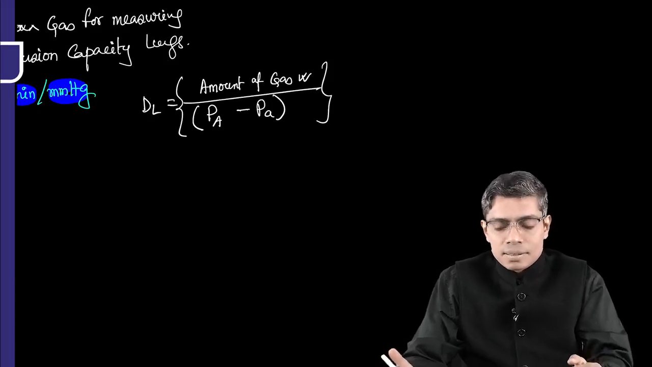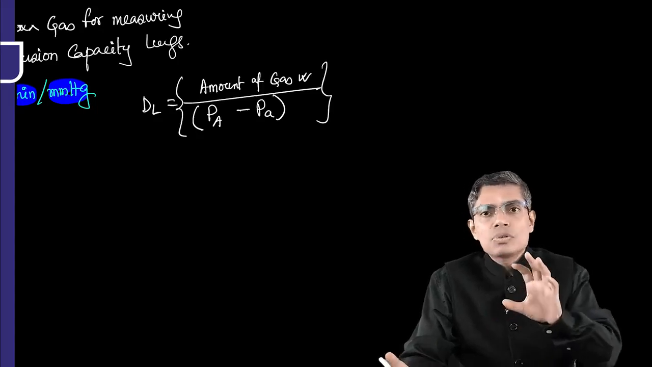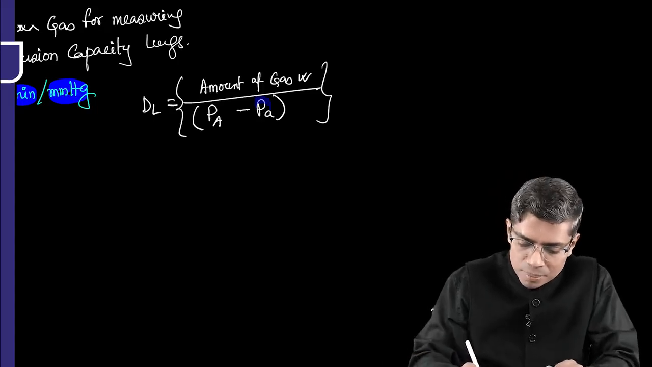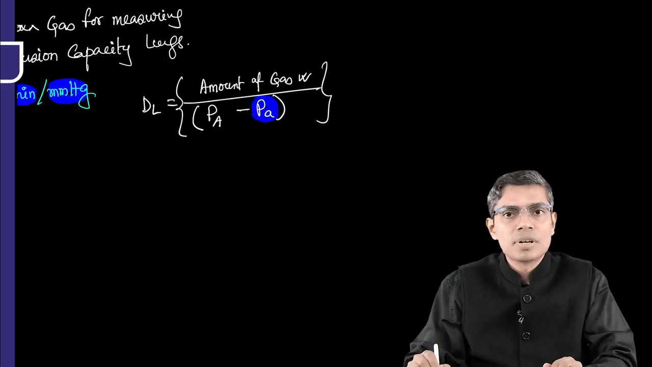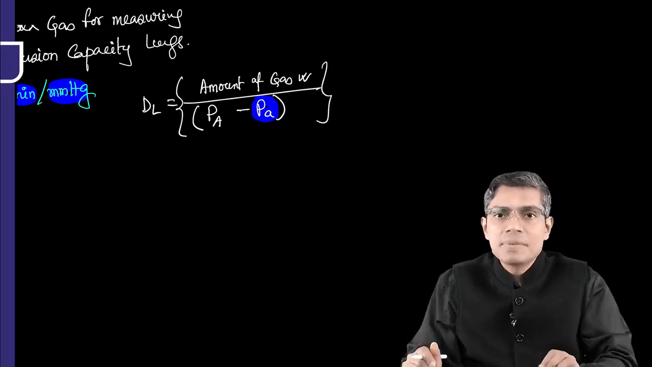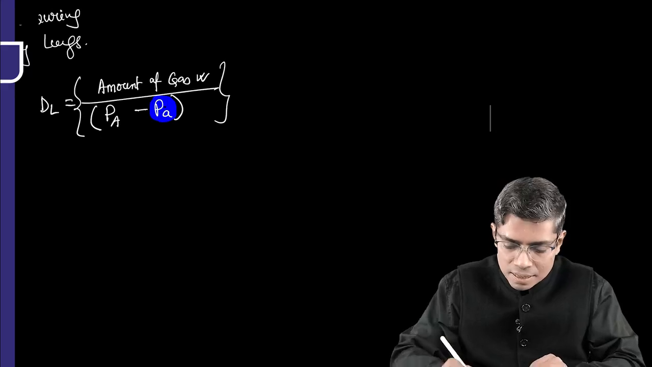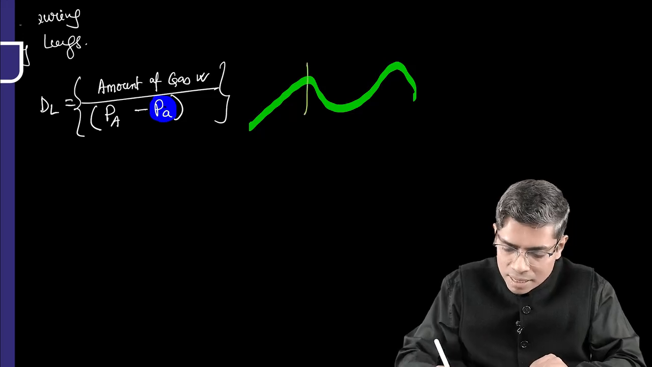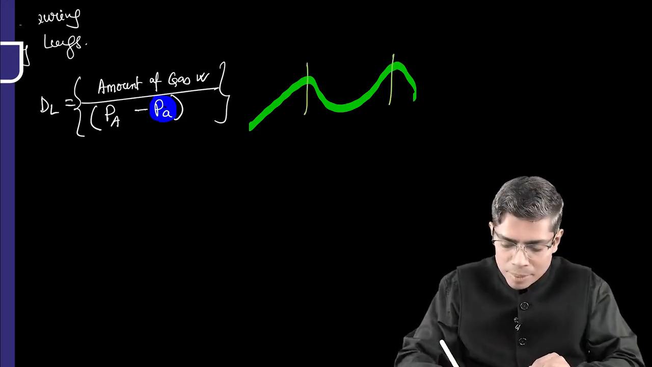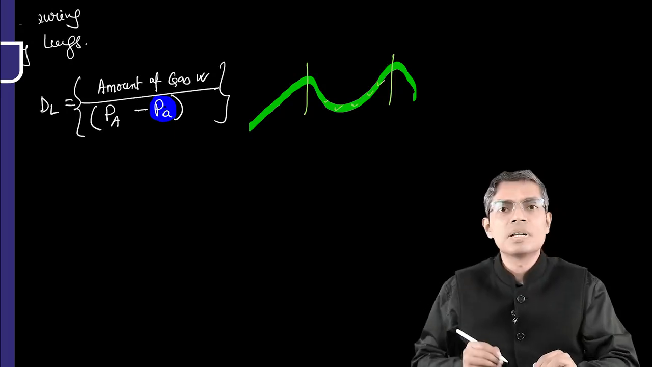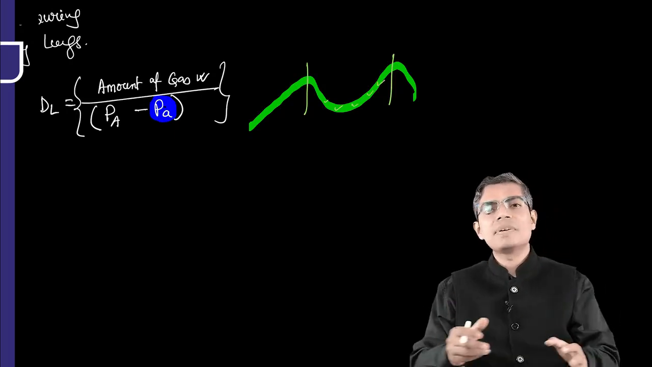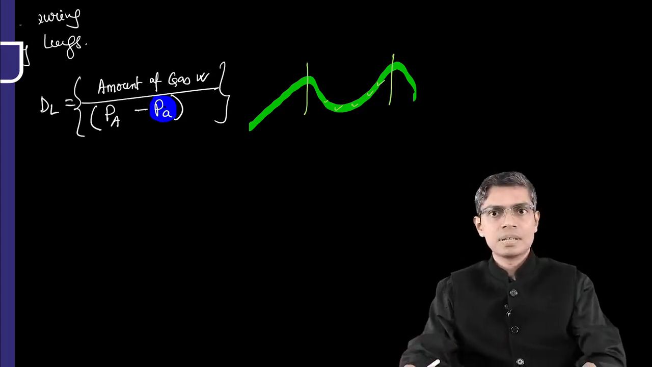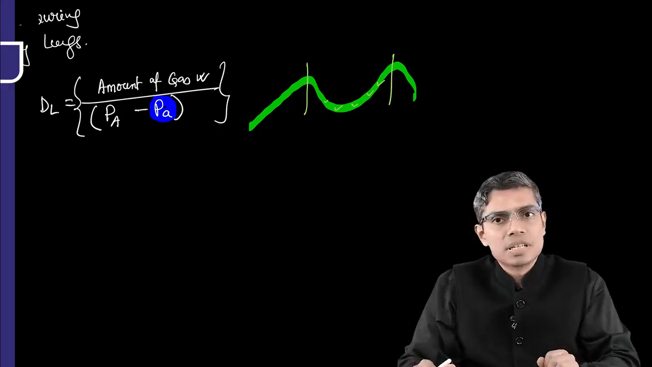But I cannot use oxygen directly for this purpose, because measuring the partial pressure of oxygen at the level of this pulmonary capillary or arterial blood is very difficult, because you have just seen that the partial pressure of oxygen is constantly changing. If this is the entry point and this is the exit point, then measuring the partial pressure of oxygen at the level of this pulmonary capillary is very difficult, because that is constantly changing. So I cannot use oxygen directly for measuring this diffusion capacity.